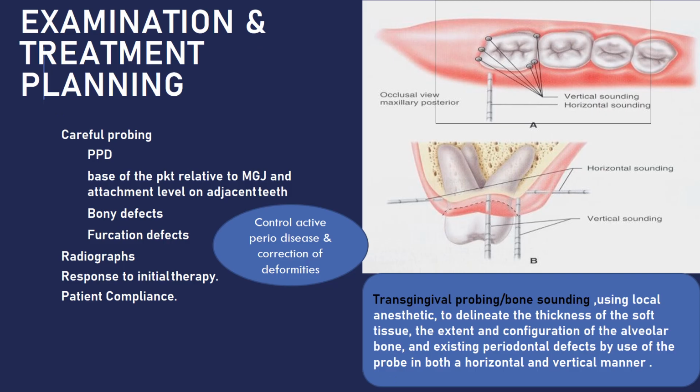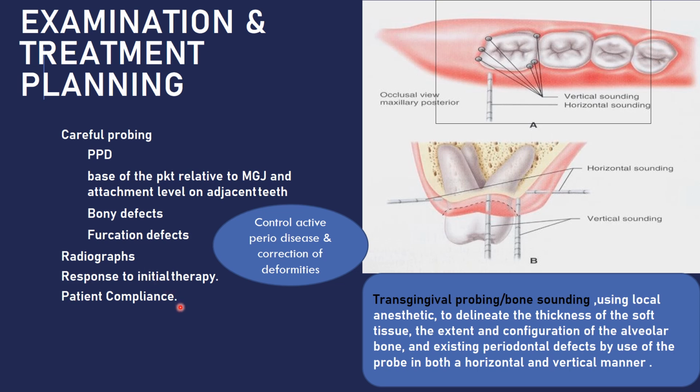So coming to the examination and treatment planning, the most important thing is careful probing, which helps to get the probing pocket depth, the base of the pocket related to the mucogingival junction, and the attachment level on adjacent teeth, and will help you identify bony defects and furcation defects. Radiographs will also help, and the response to initial therapy is needed to plan the treatment, and patient compliance is needed.